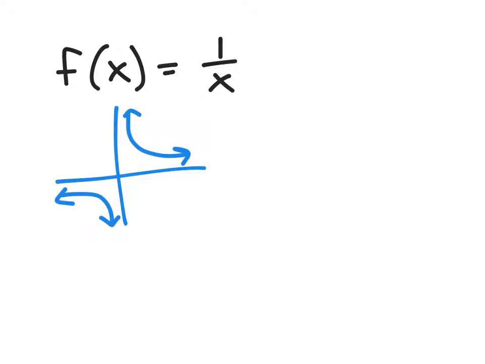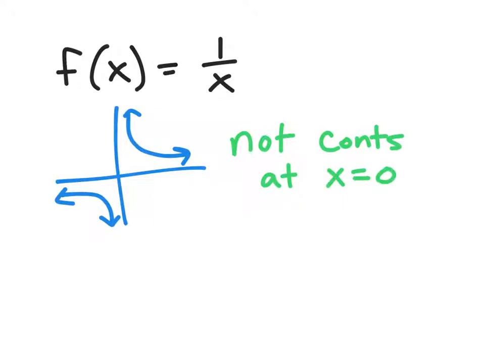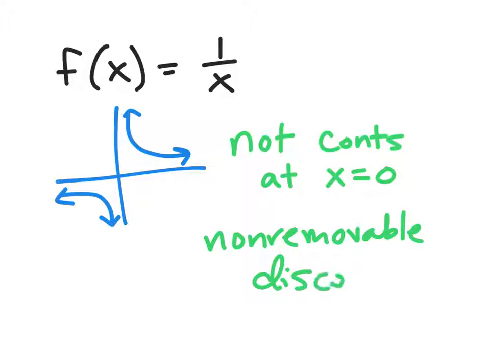And in terms of the x values where it's not continuous, I would say it is not continuous at x equals 0. And that is due to this vertical asymptote that's right here in the middle. And if you recall by the definitions, a vertical asymptote is a non-removable discontinuity. So let's look at another one.